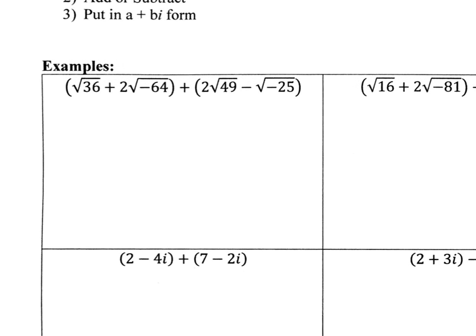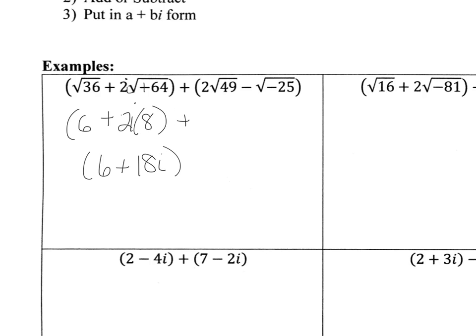The big deal is if you see something like this, you have to reduce these before you can continue. So the square root of 36 is 6. And then this is 2 times the square root of negative 64. So remember, if you see a negative under the radical, you make it positive and put a little i here. So it would be 2i times 8. And this would be 6 plus 18i.